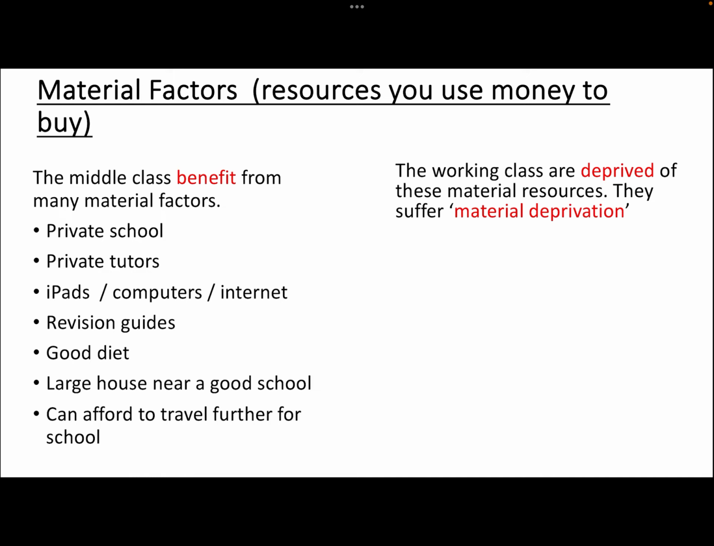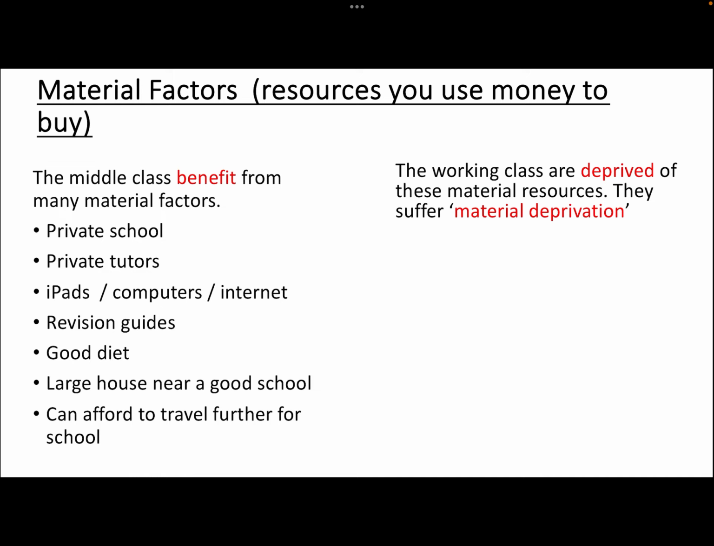And even if they can't afford to move near a good school, they can afford to travel to a good school. They can afford a bus pass, they can afford a train ticket, or they have access to their own travel and their parents are able to get them there because they have their own car, or they've got more than one car in their household, for example. So that means they can travel further for a good school. So they don't have to go to their local school if it's not good.